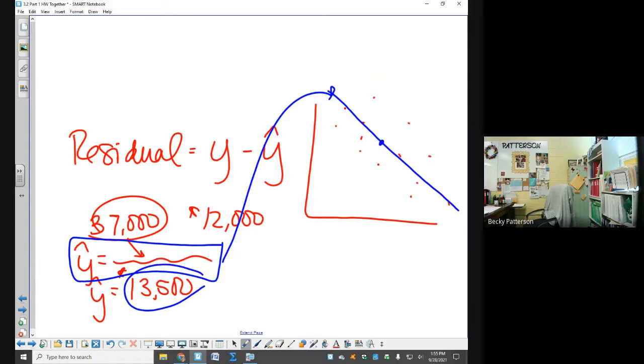Where's my 12,000? Here's 37,000 miles. That's what he's supposed to sell for. There's what he actually sold for. So my residual, y'all said, was negative $1,500, right? That is the distance between that piece of data and that regression line. Negative if the piece of data is below it. Positive if it is above it. But the residual is that gap, it's the vertical distance. So this guy up here, tell me about his residual.